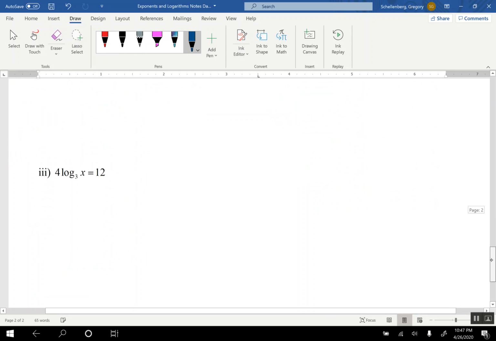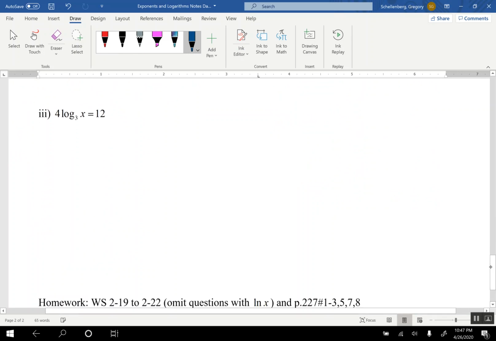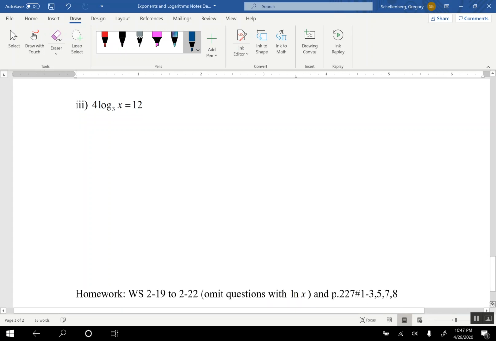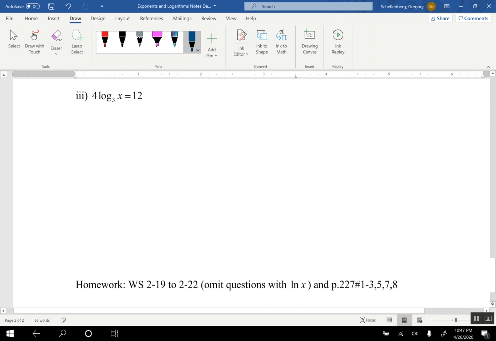Okay, and one more here. So let's manipulate this equation to be a type 2 equation. And so our first step is we're going to divide both sides of the equation by 4. So we're going to get log base 3 of x is equal to 3.